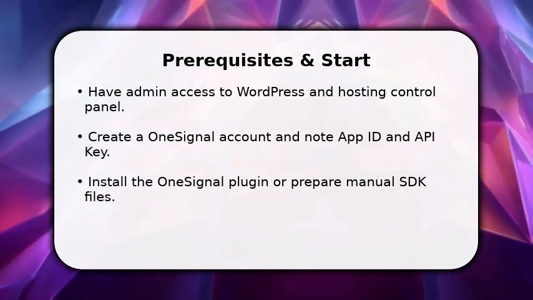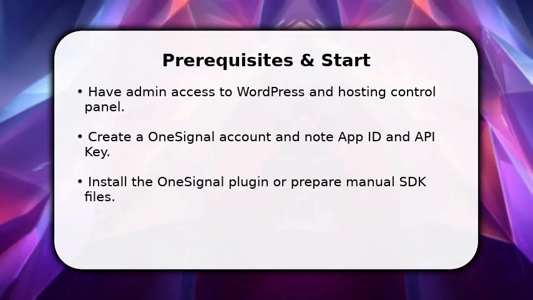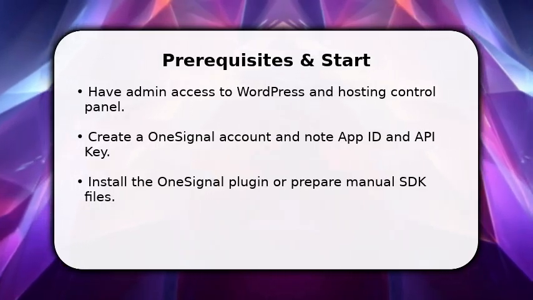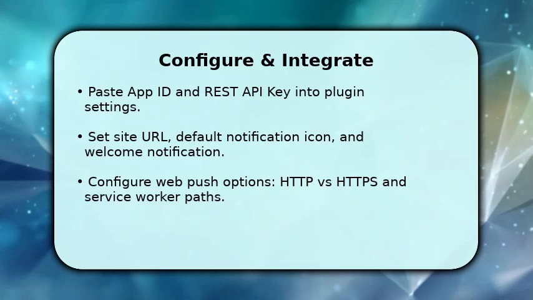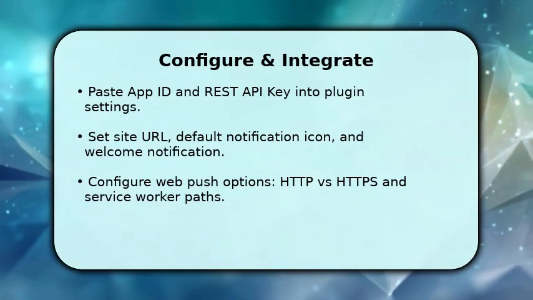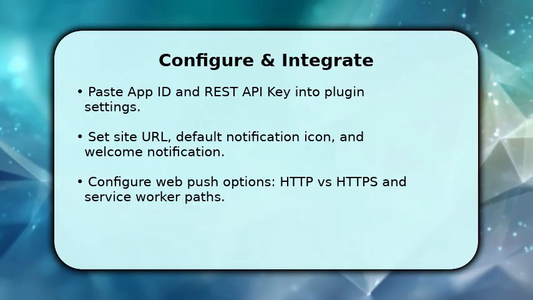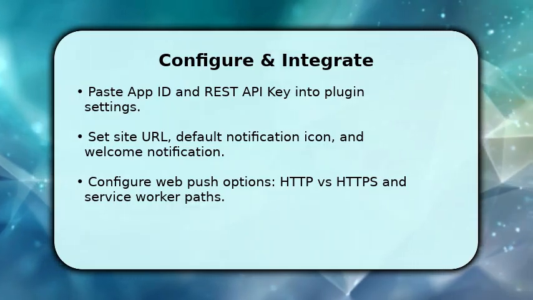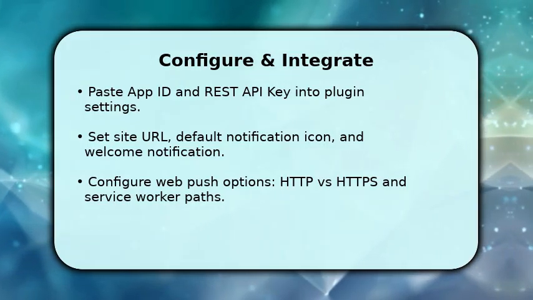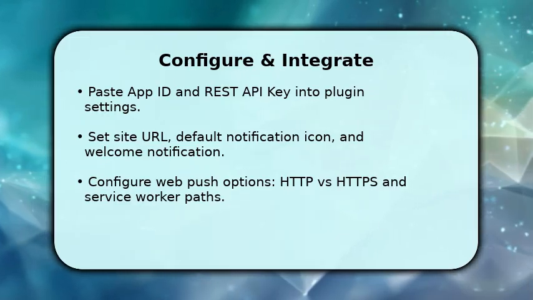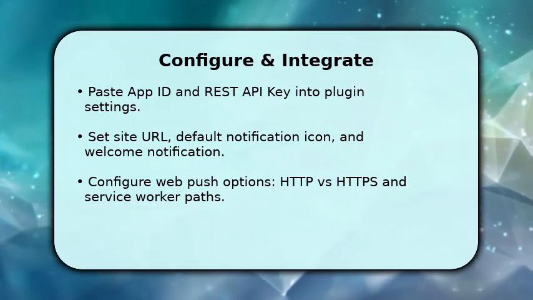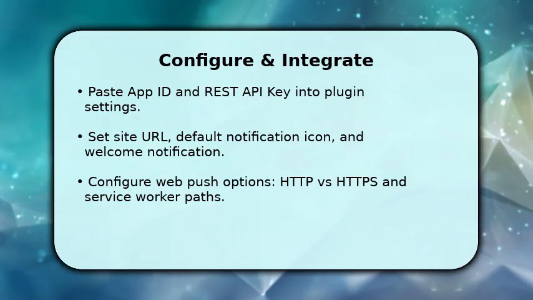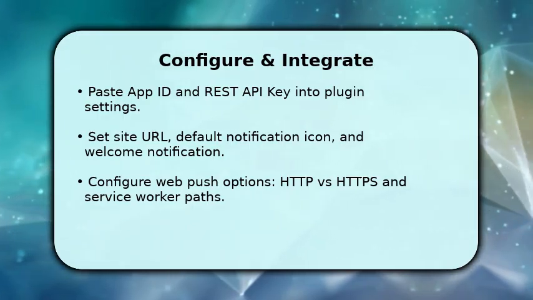Now you'll configure integration details step by step so notifications reach users reliably. Paste the app ID and REST API key into the OneSignal WordPress settings, then enter your site URL exactly as served, HTTP or HTTPS matters. Upload a 192x192 default icon and enable welcome notifications if desired.